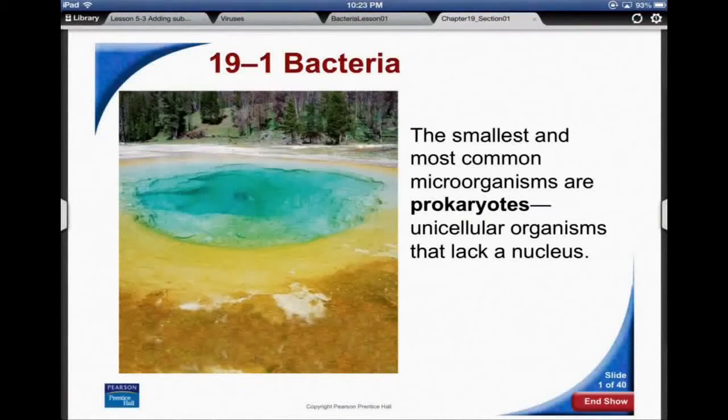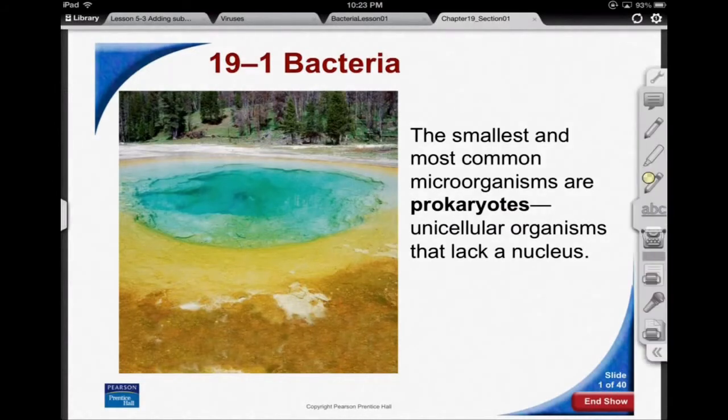Mr. B again, 19.1 bacteria. And it's interesting, I always do this topic second. I usually start with viruses first, as I stated in my virus video. We'll move into the smallest form of cellular life, specifically bacteria at this point here. I need to define a few terms, and they're pretty important.